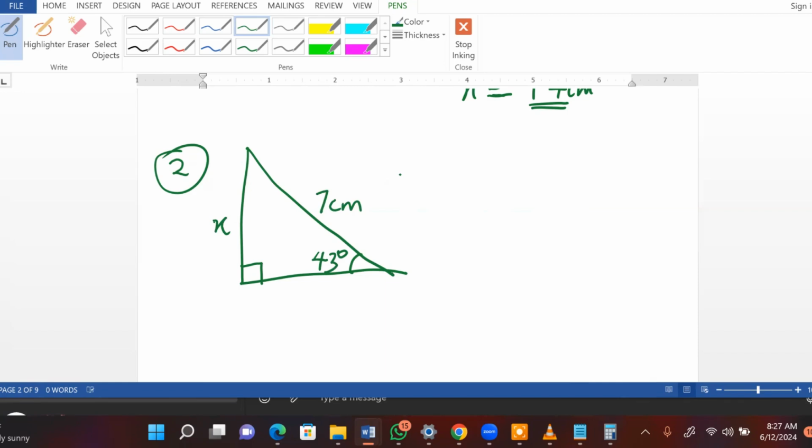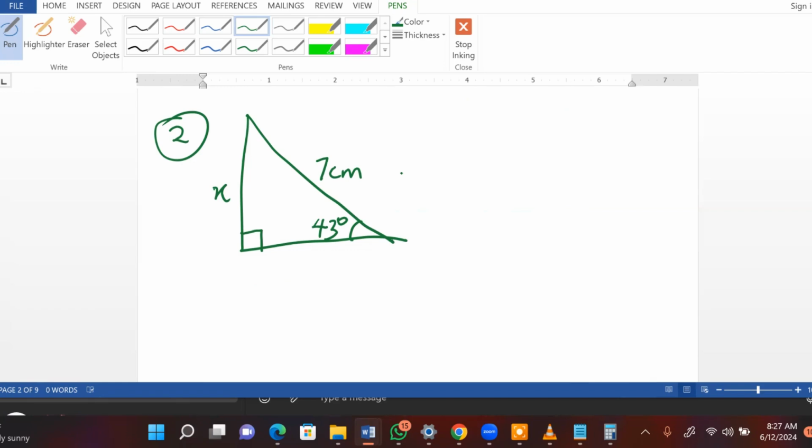So what are we going to do? What's the first step? Step 1. Consider the angle given, which is 43. Next, label the sides. Let's start labeling the sides.